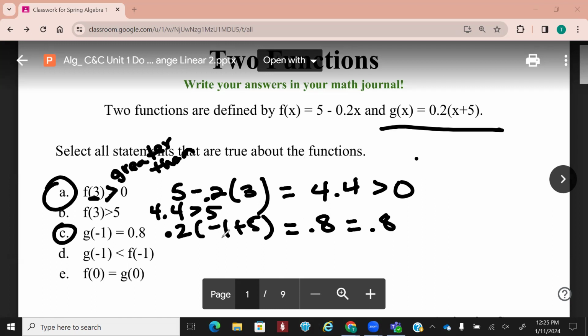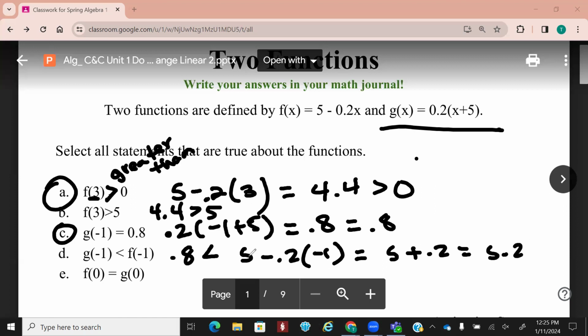Okay, D, g of -1. We already found that was 0.8. Is that less than f of -1? So we've got to plug in -1 here. So we got 5 minus negative point. Oh, I'm sorry. Let me try that again. There we go. Negative 0.2 times -1. That's going to give me 5 plus 0.2, which is 5.2. Is 5.2 bigger than 0.8? It is. My last class period got that wrong.